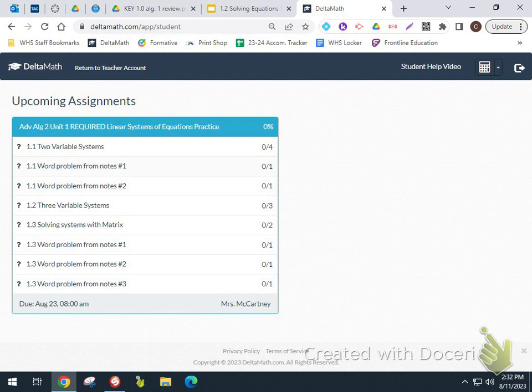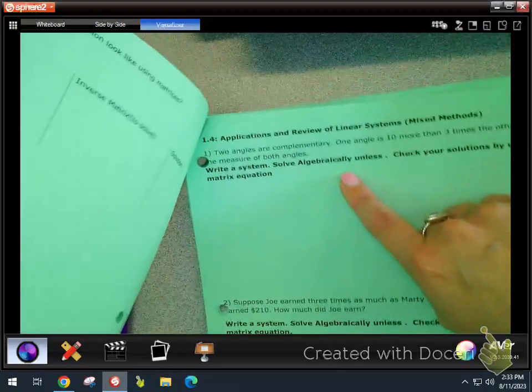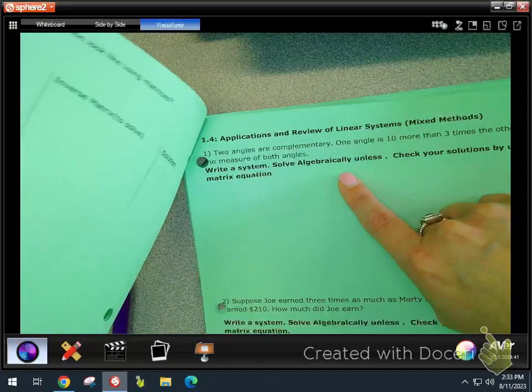One of my biggest pet peeves is answering the same question 50 times. Okay, so listen, and then I'm done. These kind of singular questions, these are from your notes. So it says to go to section 1.4. Remember, that's at the back of the packet. It starts on page 21. You might want to write that down. And it actually wants you to work the word problem on page 21. Number 1, work it out, and then go and put the answers in.